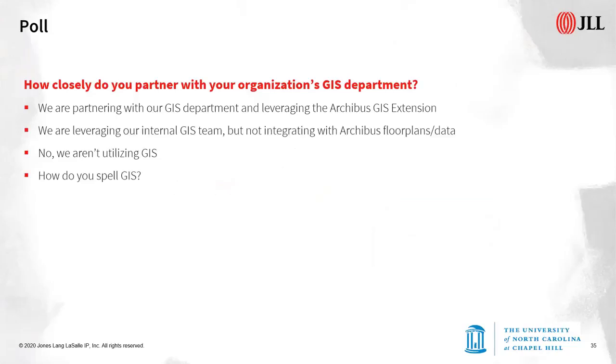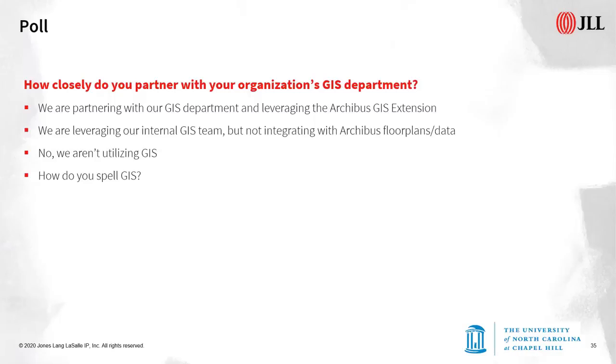So how closely do you partner with your organization's GIS department? We are partnering with them and leveraging the Archibus GIS extension, a full deployment similar to UNC. We are leveraging our internal GIS team, but it's not integrated with Archibus. So maybe your organization has GIS capabilities and uses them across the real estate and facilities teams, but not with Archibus. Or we are not using GIS at all. We'll leave this polling question up for a few seconds.